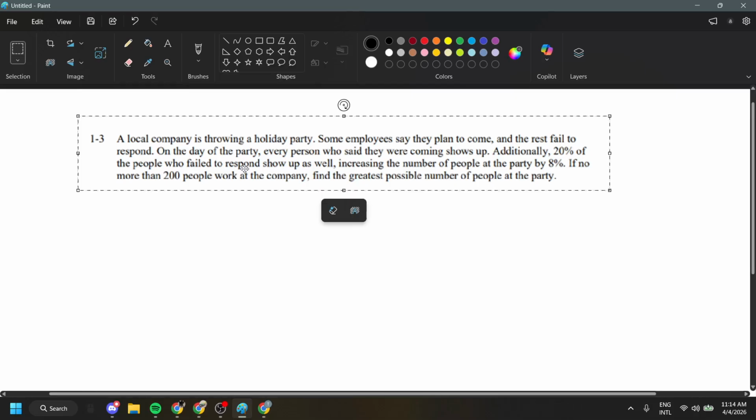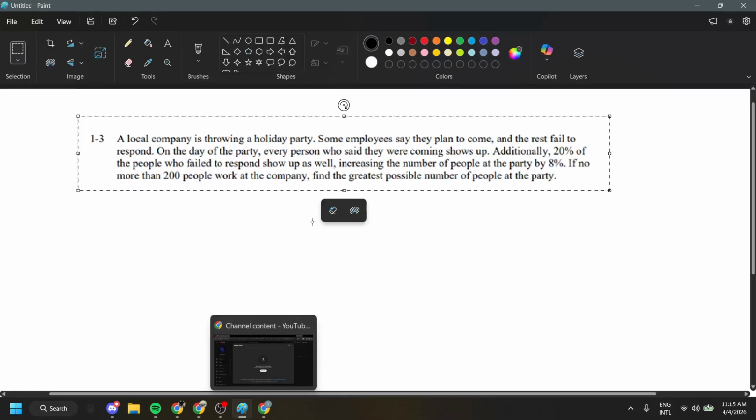The problem is, I'll read it aloud. A local company is throwing a holiday party. Some employees say they plan to come, and the rest fail to respond. On the day of the party, every person who said they were coming shows up. Additionally, 20% of the people who failed to respond show up as well, increasing the number of people at the party by 8%. If no more than 200 people work at the company, find the greatest possible number of people at the party.